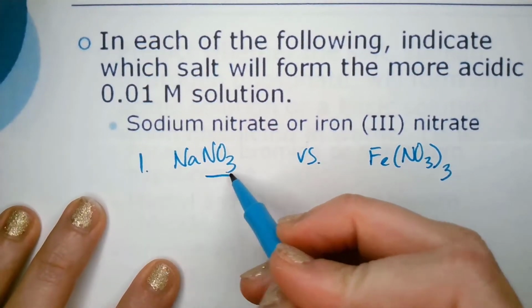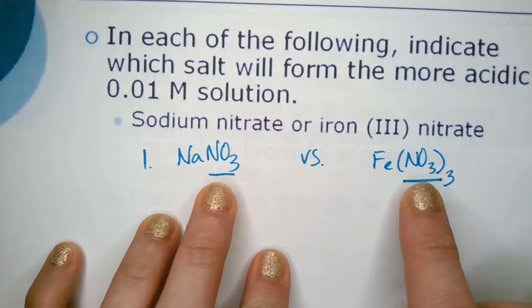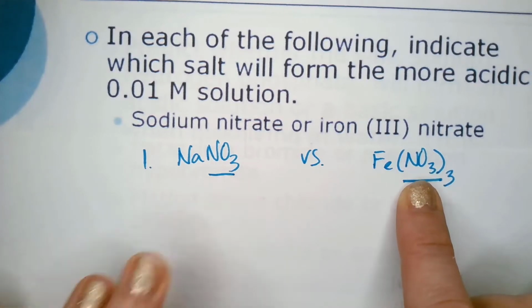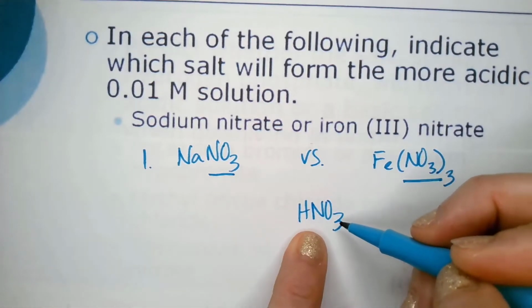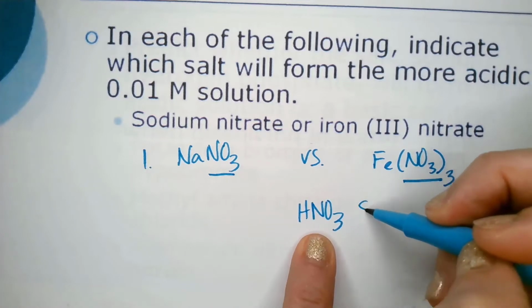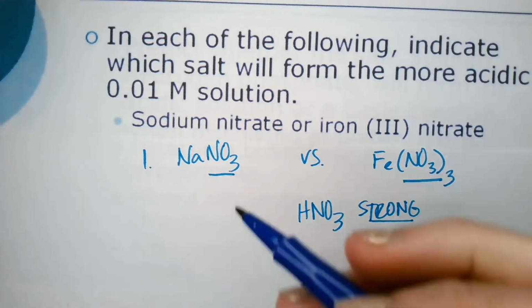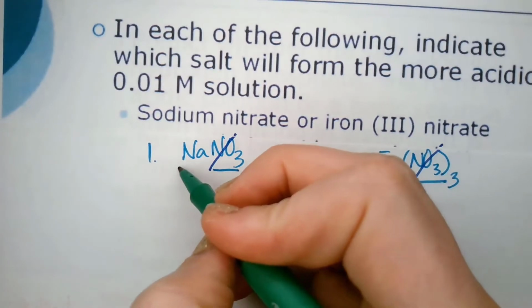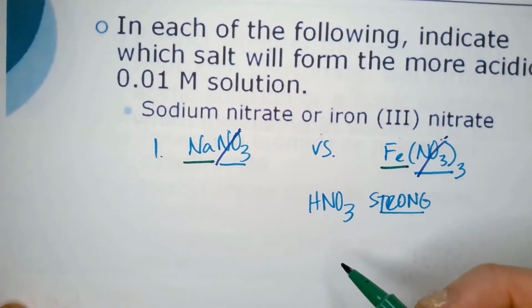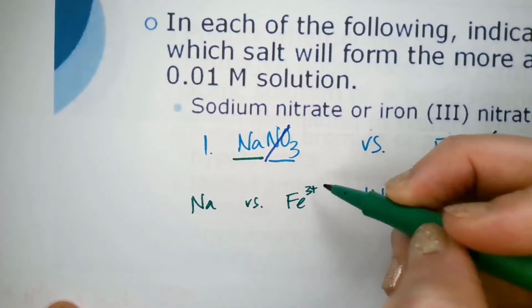We both have nitrates in common. Those are my bases. So let's think about its conjugate acid in both situations, which would be HNO3. Its parent acid, we know that nitric acid is strong, right? That it is not going to have any effect on the pH. So let's just cross those off. Now we just need to compare our cations, sodium versus iron. So let's do this, Na+ versus Fe3+.